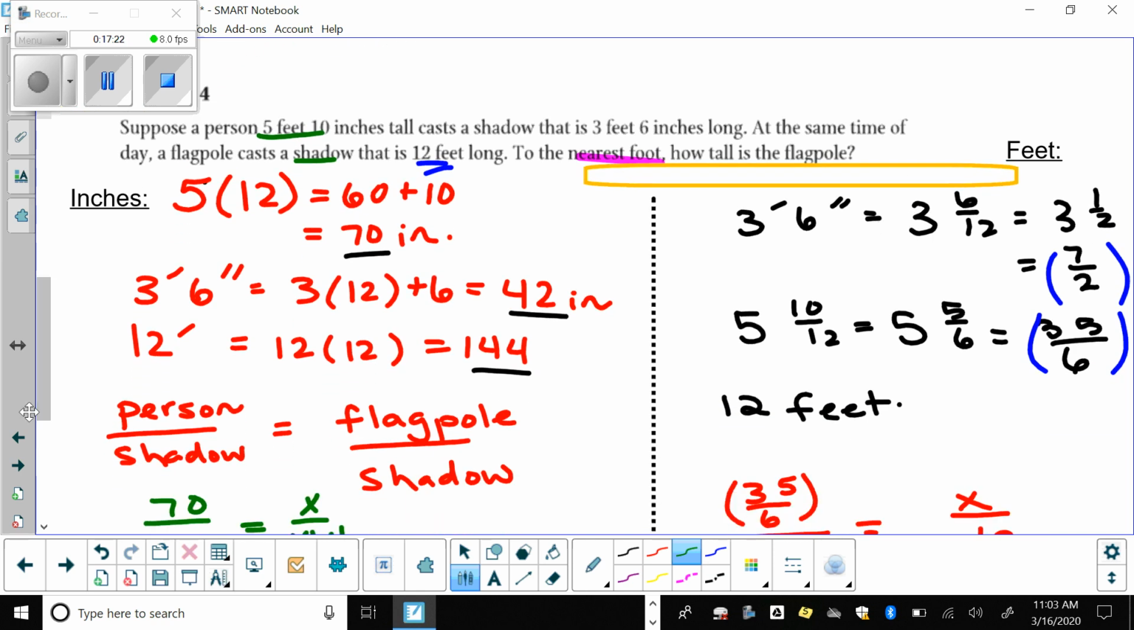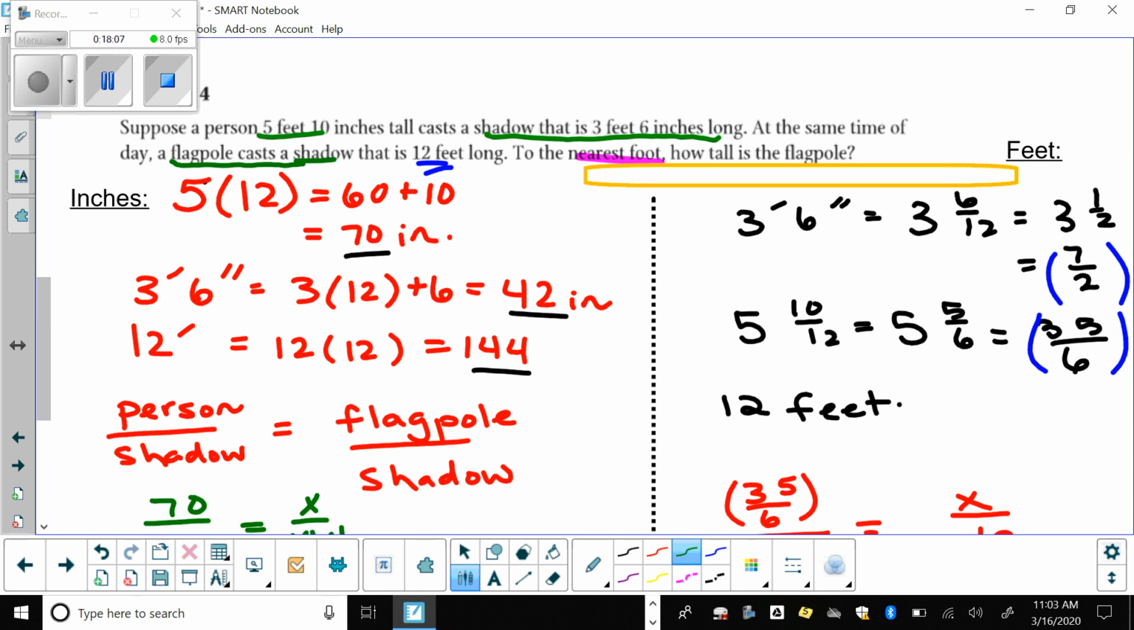This takes us to example 4. Honestly, not that bad of a problem, but they try to trick you because they change the units on you. Here we're using feet and inches, and here it's just feet, so we have to do a little converting. Suppose a person is 5 feet 10 inches and casts a shadow of 3 feet 6 inches. At the same time, a flagpole's shadow is 12 feet long. To the nearest foot, how tall is the flagpole?